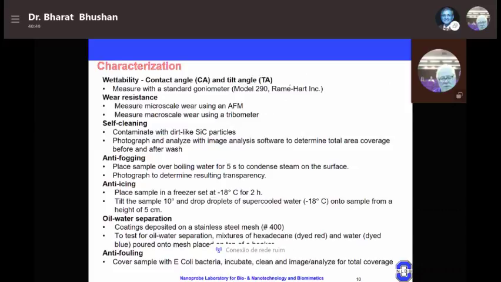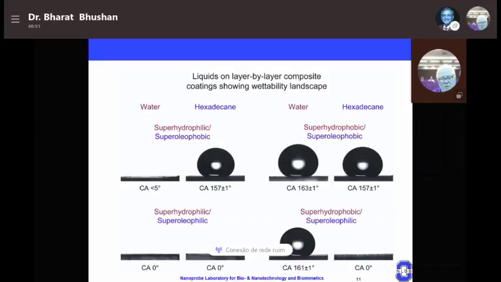The biofouling. Now I'd like to show you some data, and I'll start with images of the droplet on a variety of surfaces we have created.